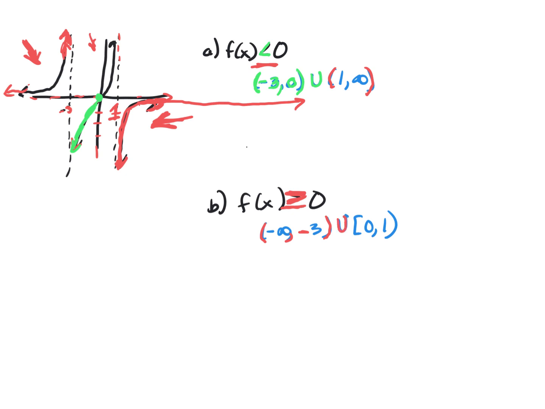And where else is it above? We're looking for greater than or equal to 0. So look at this piece here. What x values? Well, it's going from here up to here. So the x values are in between 0 and 1. And the 0 is included because you want greater than or equal to 0. And it's getting closer and closer to 1, but it never gets there because of the asymptote, that's why you see a parenthesis.